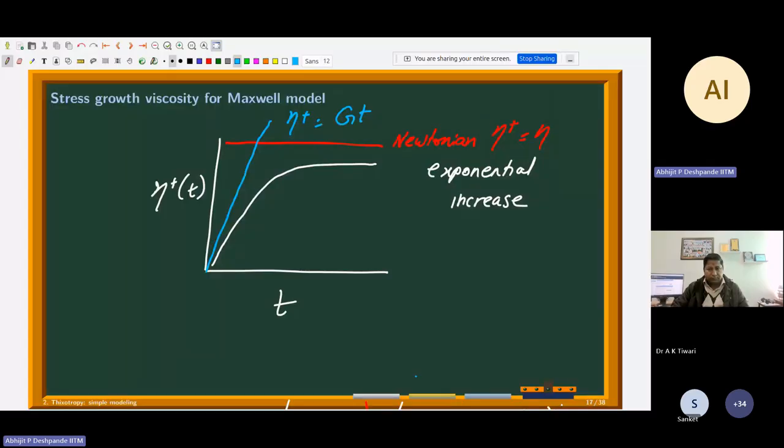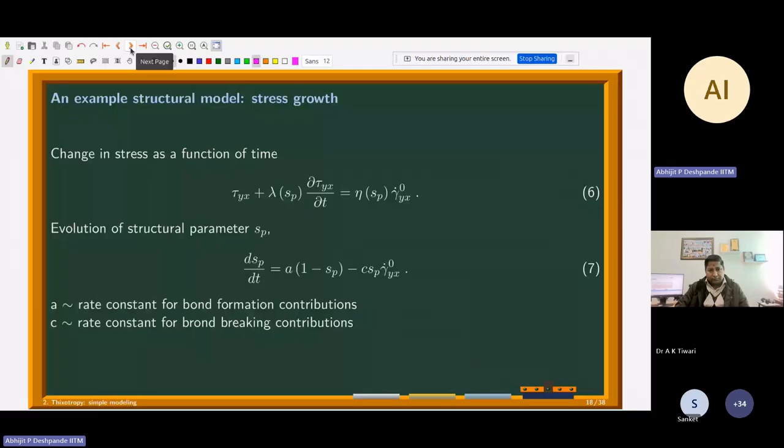And so you can see that the Maxwell model is providing us an example, which is a combination. So Maxwell is a combination of Newtonian and Hookean response. At short times, we get the Hookean response, but at long times, we get the Newtonian response. So now we have to look at what happens to a thixotropic material. So the combination, as I said, there is a stress and strain rate.